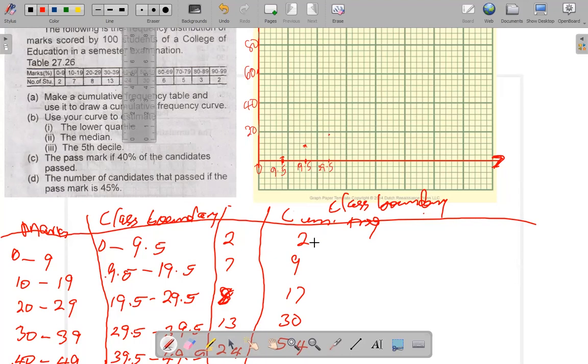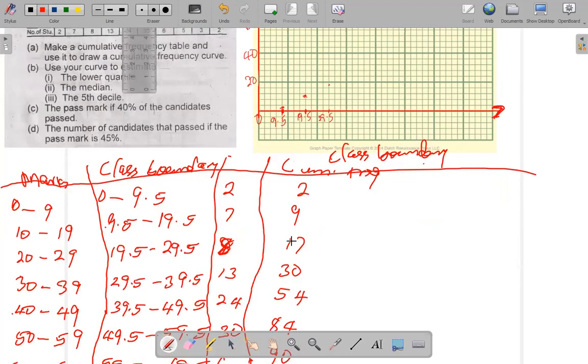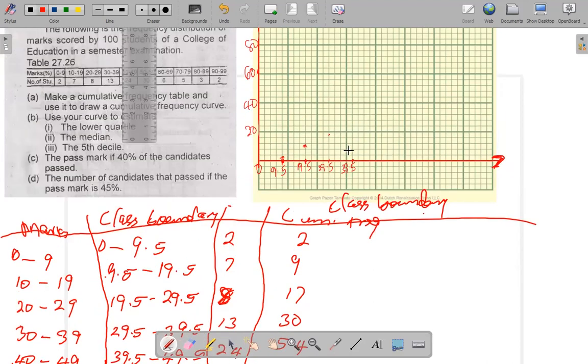I will count another 4 again to get another class boundary here, 39.5. 1, 2, 3, 4, 39.5 here. What is the cumulative frequency? It is 30. This is 20, 24, 28, 30 here. And we'll move. The next class boundary is 49.5.